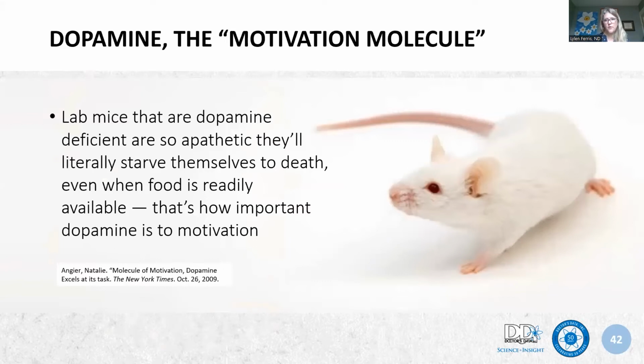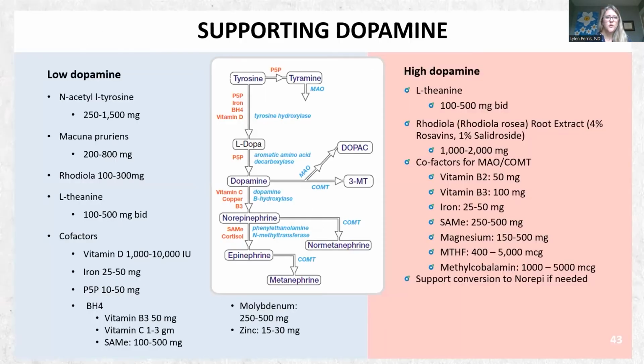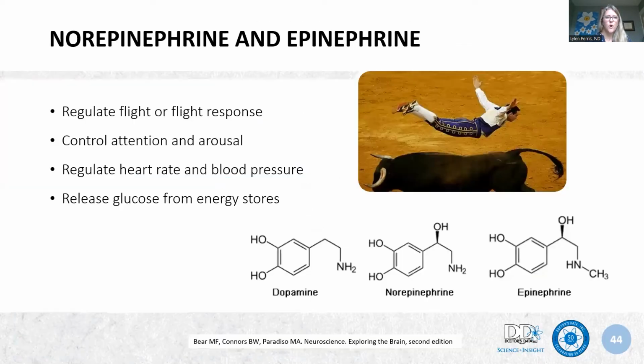Dopamine is sometimes called the motivation molecule. Lab mice that are dopamine deficient are so apathetic they will literally starve themselves to death, even when food is readily available. That's how important dopamine is to motivation. And here are some treatment options if dopamine is low or high.